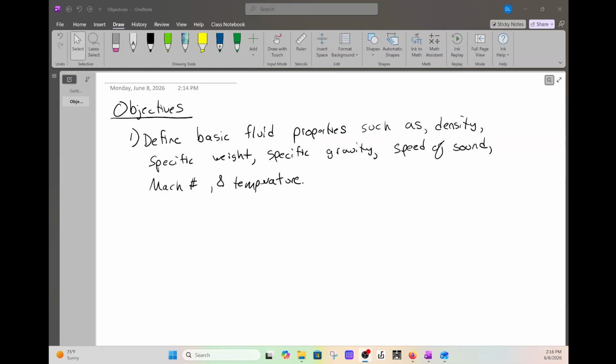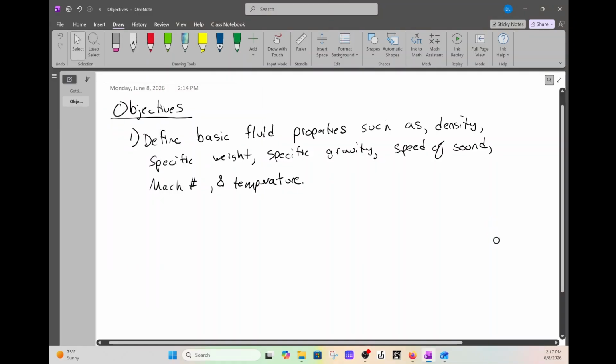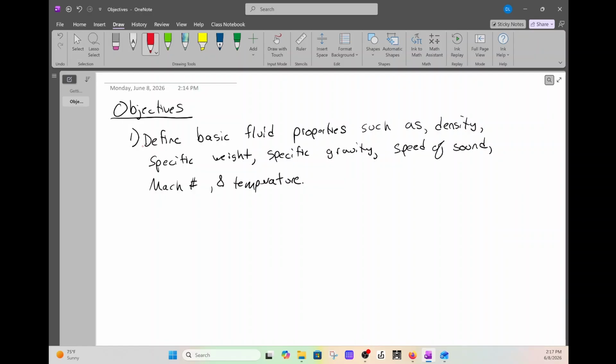All right, here is the first lecture of fluid mechanics. And we're going to really first define some basic fluid properties: density, specific weight, specific gravity, speed of sound, Mach number, and temperature. Some basic stuff that we currently use in fluids. Okay. First thing I want to do is define a fluid.